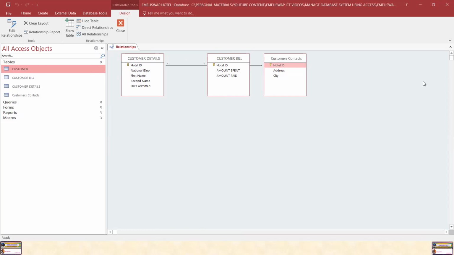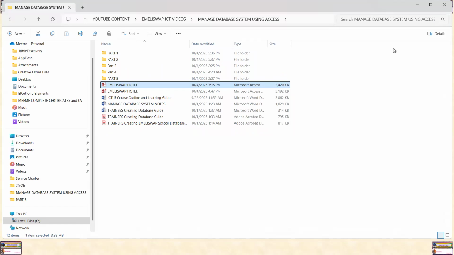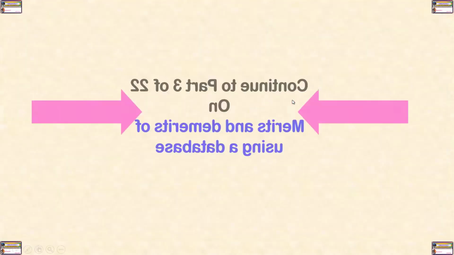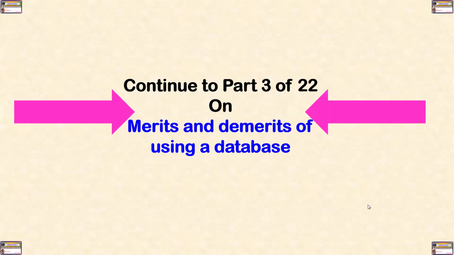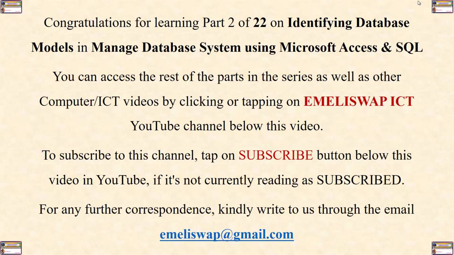And therefore, my dear students and the rest of the learners, we can go back to our presentation and allow me to inform you that with that, we have come to the end of part 2 of the series. You can continue to part 3 of the 22-part series, in which we are going to learn about the merits and demerits of using a database. I want to congratulate you for learning part 2 of 22, in which we have looked at how to identify database models in a database management system using Microsoft Access and SQL.